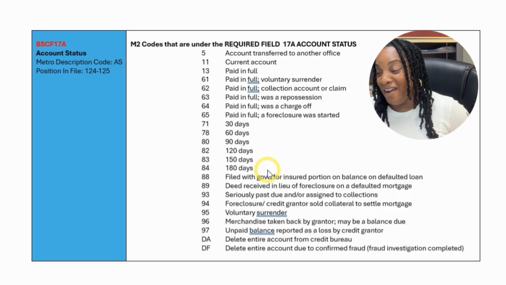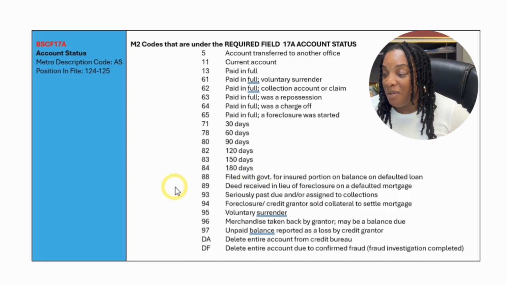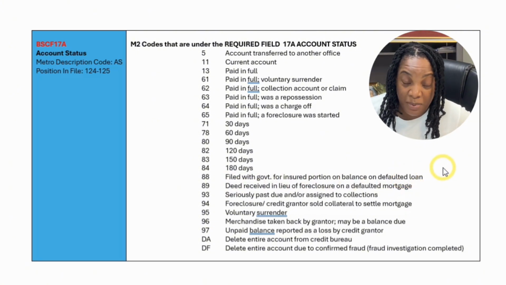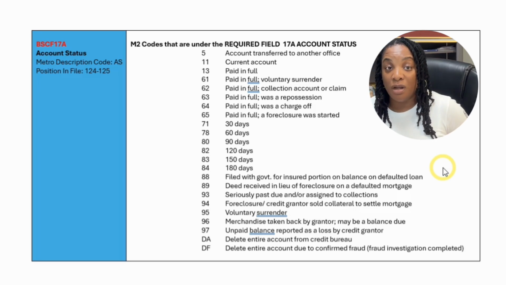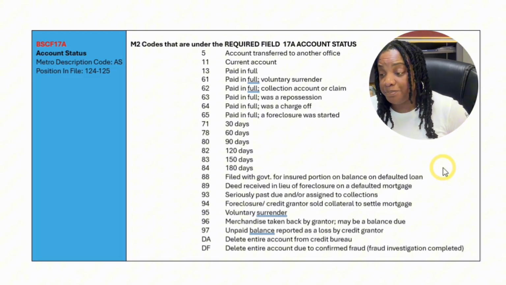Okay, all right. So I'm not going to read all these codes to you. I just wanted to show you. 88, filed with government for insured portion on behalf of defaulted loan. If that happened in your situation and it's not on your credit report, then they're in violation. I don't know who would want that back on their credit report, but I'm just saying that's a violation, and something like that, disputed, could get you a deletion. I've seen it happen.